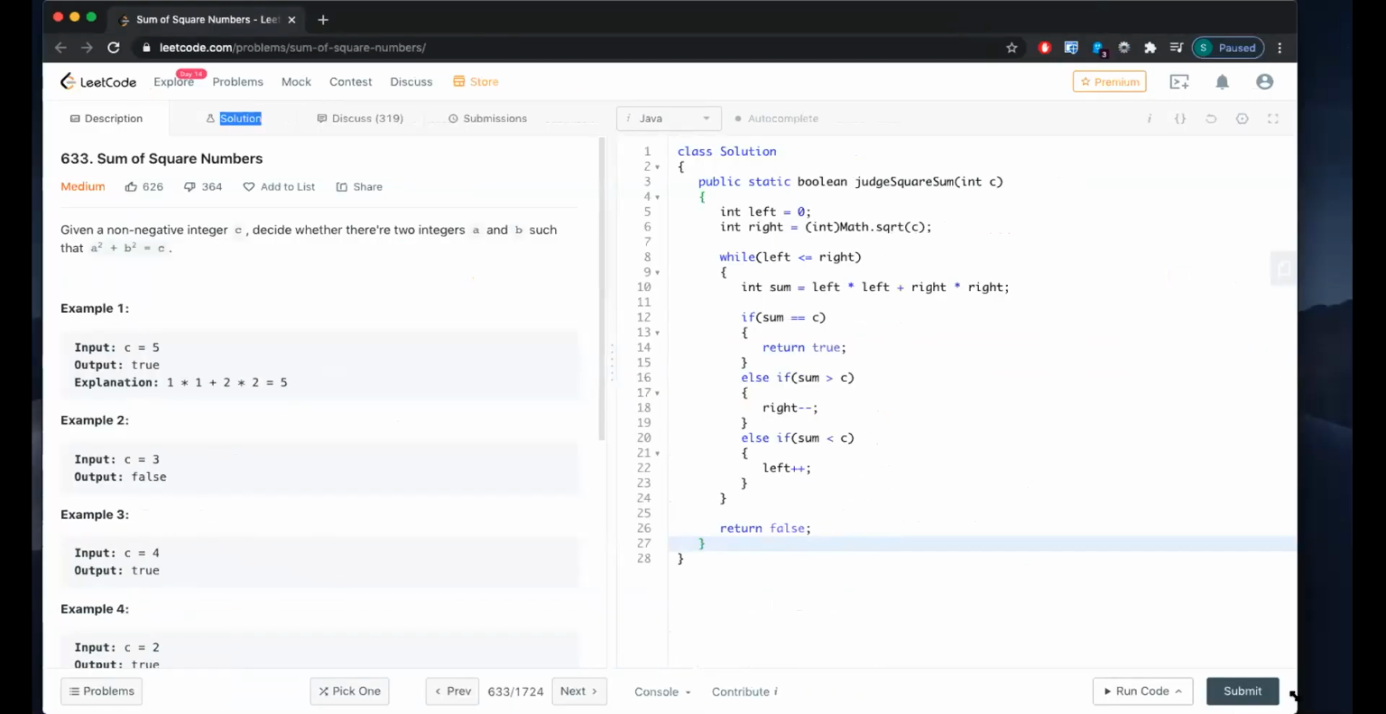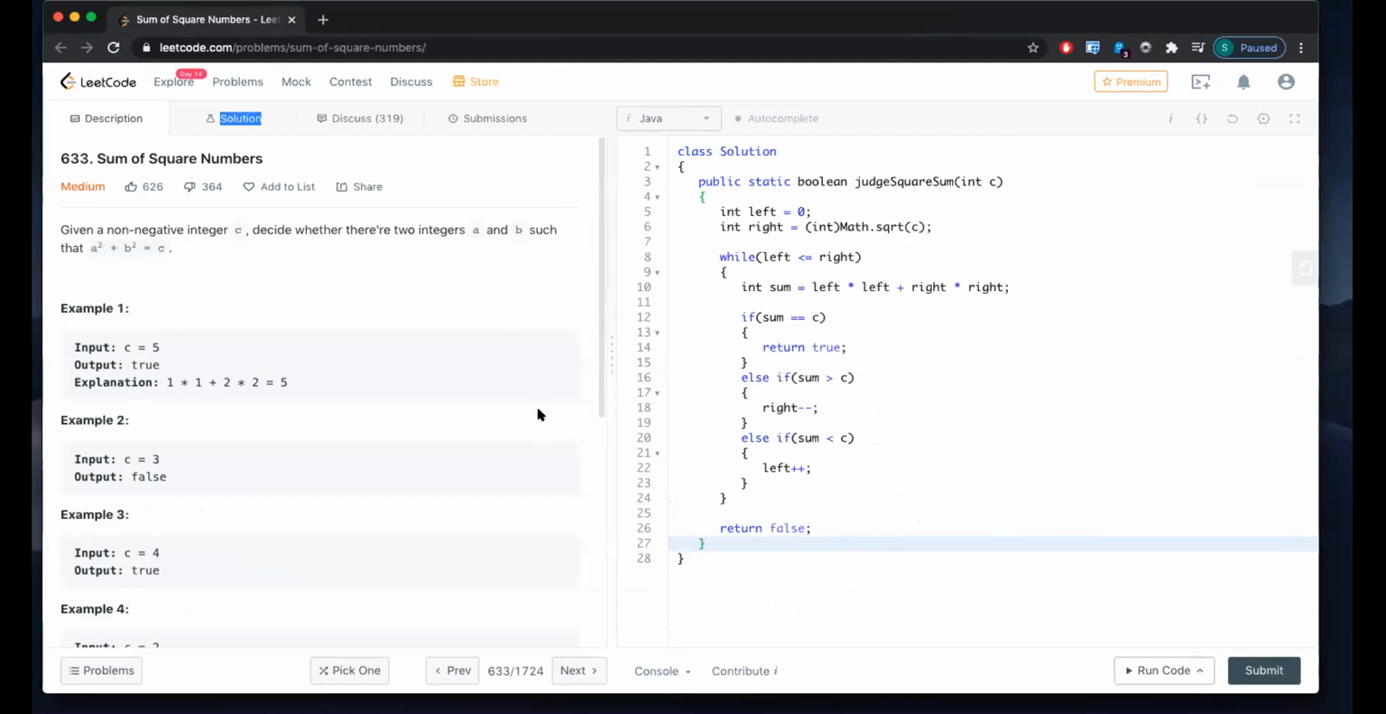Same approach, right? Left starts at 0, right starts at, let's say, 5, and the loop runs while left is less than or equal to right. Same as before, I just didn't use the else clause, but it calculates the sum first. When the sum is exactly C, that's when we know we have A and B that satisfy the condition A squared plus B squared equals C. Otherwise, you move right and left. At the end, if you couldn't find it, it returns false.